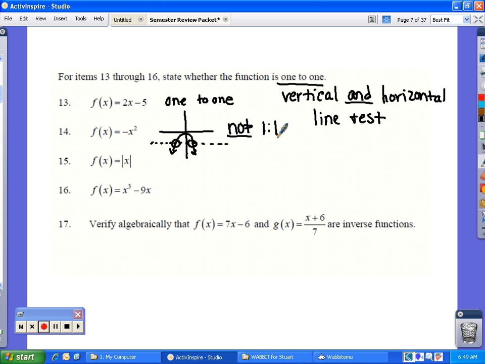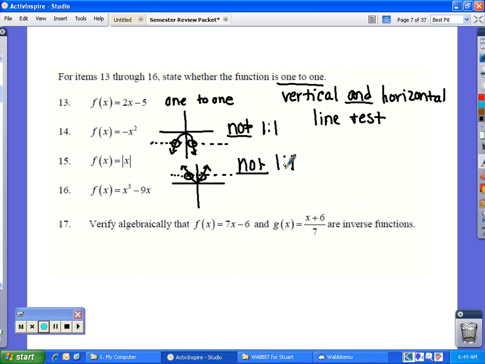Looking at number 15, again, you could put this in your graphing calculator as well, but number 15 is going to be an absolute value, which looks like a V. It's a graph that looks like a V. Again, drawing a horizontal line, you will see that it hits the graph in two places, so this is also not one-to-one.